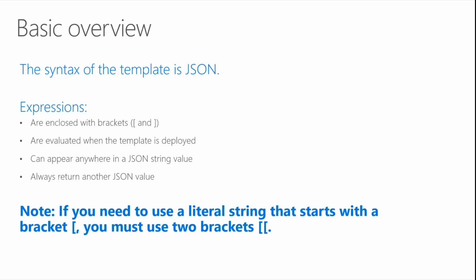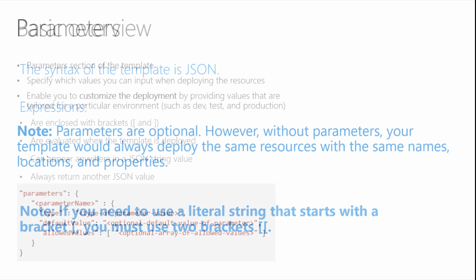So the basic syntax of JSON, or JavaScript object notation, we have expressions which are enclosed with brackets. They're evaluated when the template is deployed, and they can appear anywhere in the JSON string, and they always return another JSON value. But note, if you need to use a literal string that starts with a bracket, you must use two brackets. How about that?